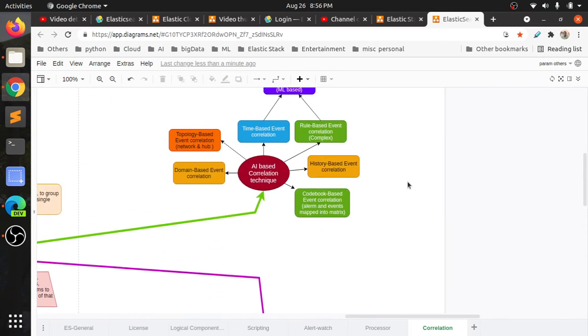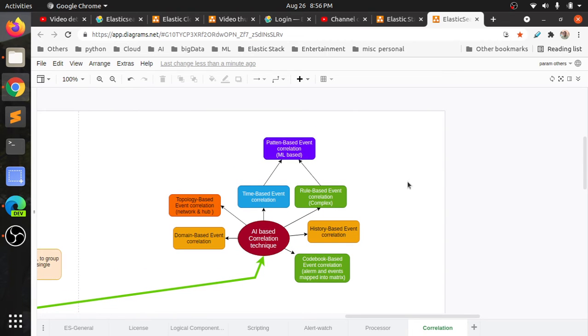Before looking into particular tools, how many techniques are there? There are several techniques available for correlation. One is, of course, time-based events, or rule-based events. Time-based events means, for example, from 9:30 to 8:30, how many events are there? All the events together.